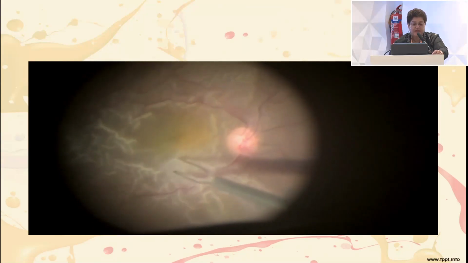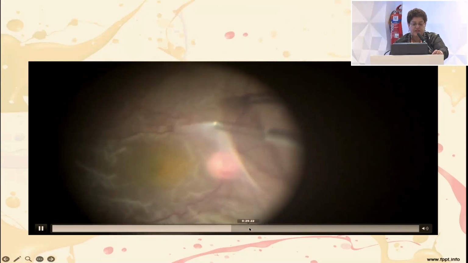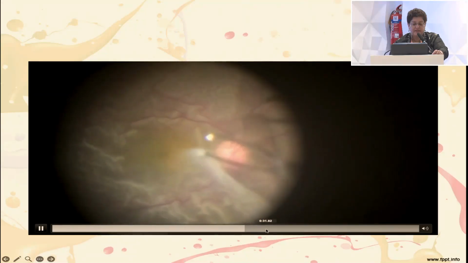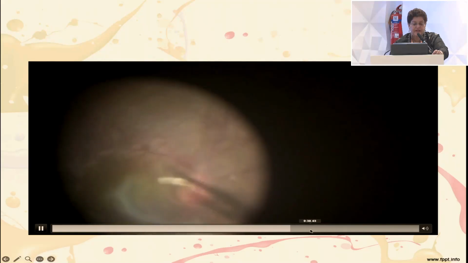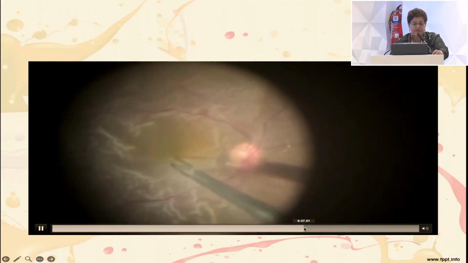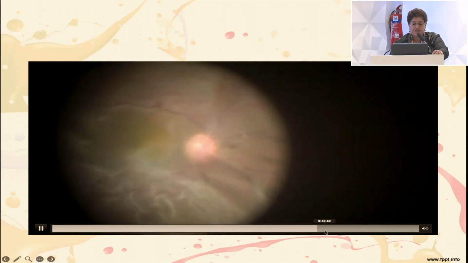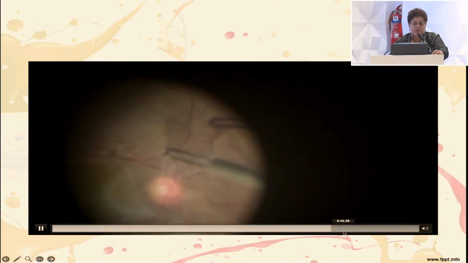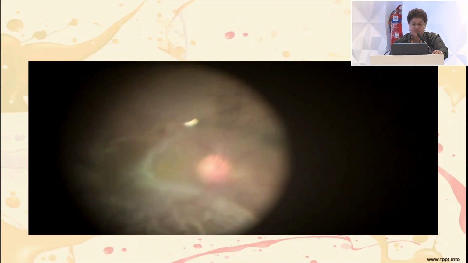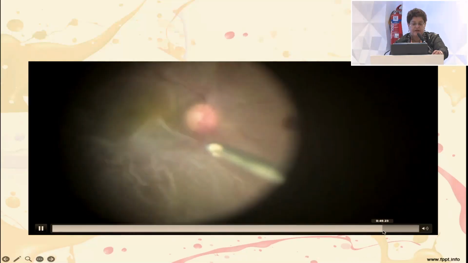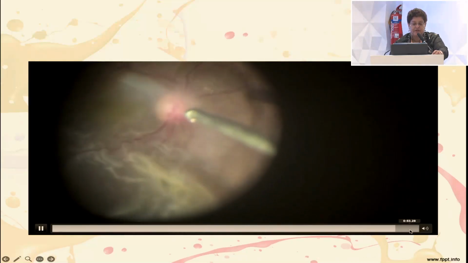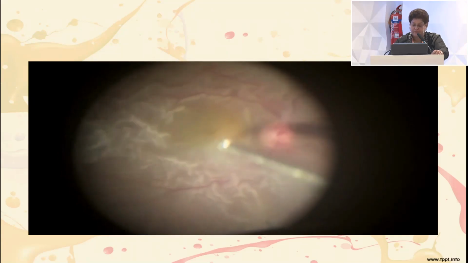And the peel becomes very gradual. It's very sticky. It kind of adheres to the surface of the retina. So your progress has to be very slow, and you have to do it very cautiously and patiently. And finally, you've achieved the separation.